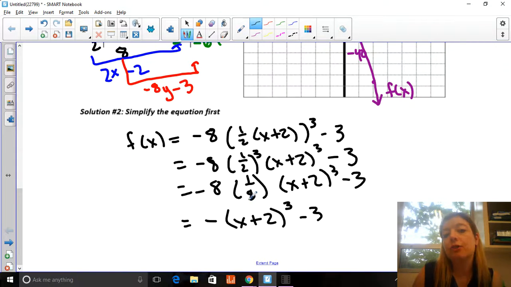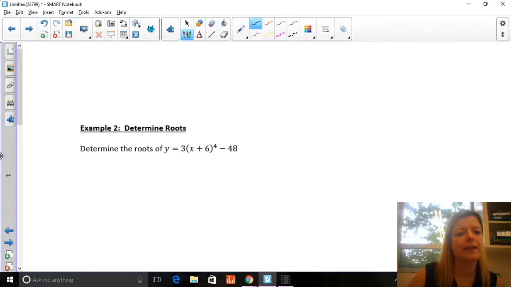So that means a vertical stretch of 8 and a horizontal stretch of 2 actually cancel each other out and get you back to no stretch or compression at all. So that's just something interesting that you can notice. Okay, so next page, let's see what other types of questions we have here.